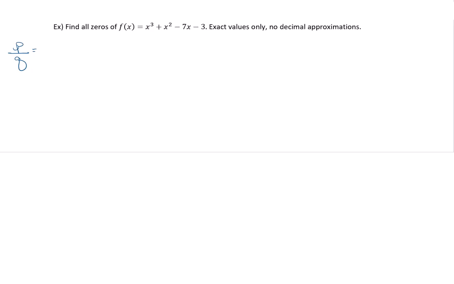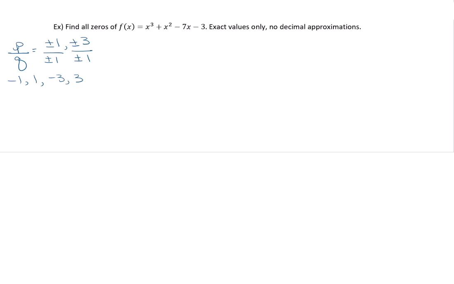Our last constant is -3. So the factors of -3 are plus or minus 1 and plus or minus 3. The leading coefficient is 1, so luckily that's just plus or minus 1. So any of our rational roots, in other words, our real roots, would either be -1 or +1, -3 or +3.